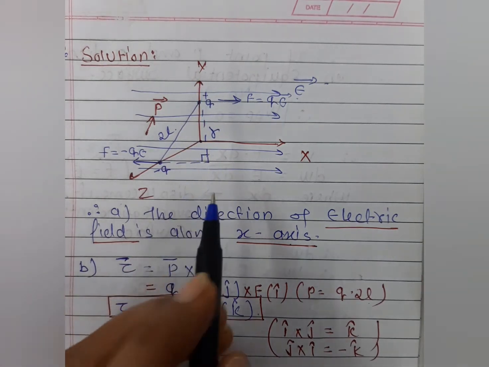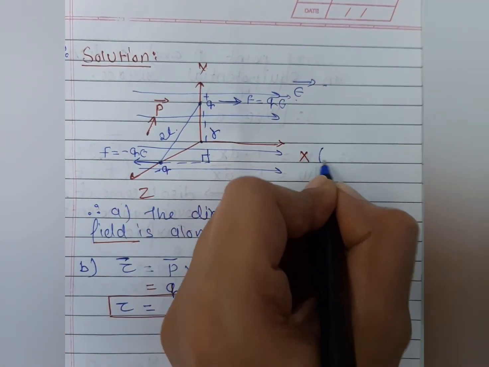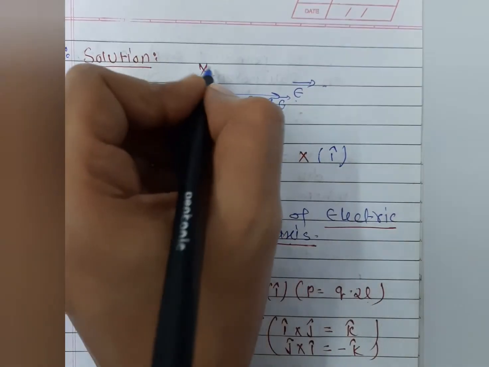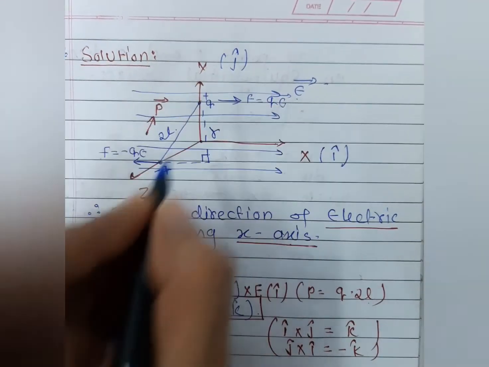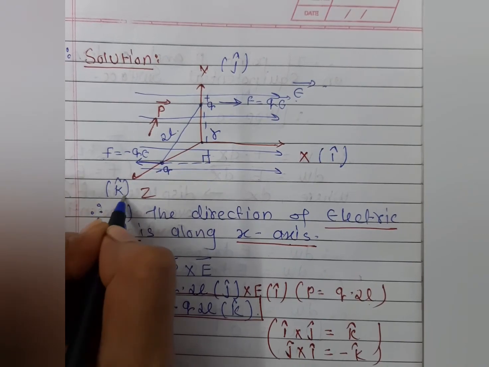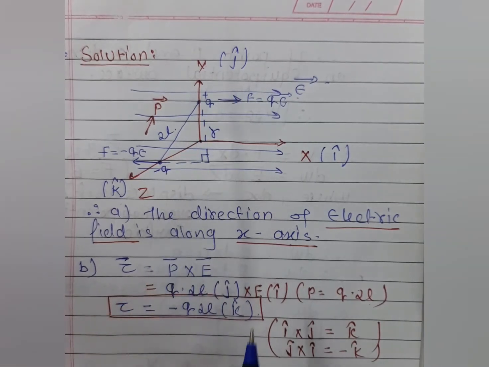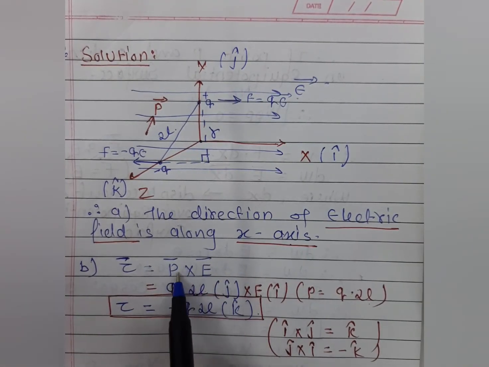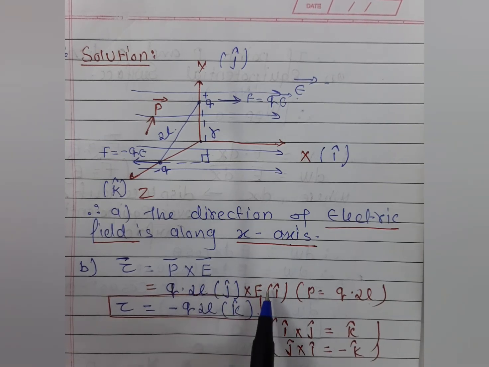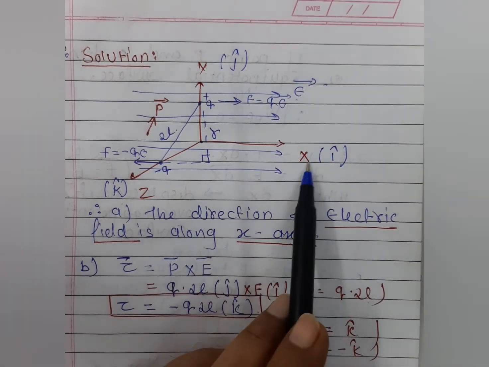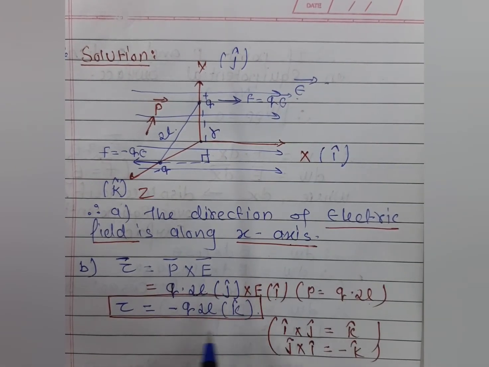In Cartesian coordinates and in the vector chapter also, students, when we consider the x-axis we use unit vector i, for the y-axis unit vector j, and for the z-axis unit vector k. The dipole direction is along the y-axis, so we consider unit vector j. That's why, in place of the dipole, we write the formula with the unit vector j, multiplied by E, and E is along the x-axis, which is the i vector. So tau is equal to minus q into 2l unit vector k.